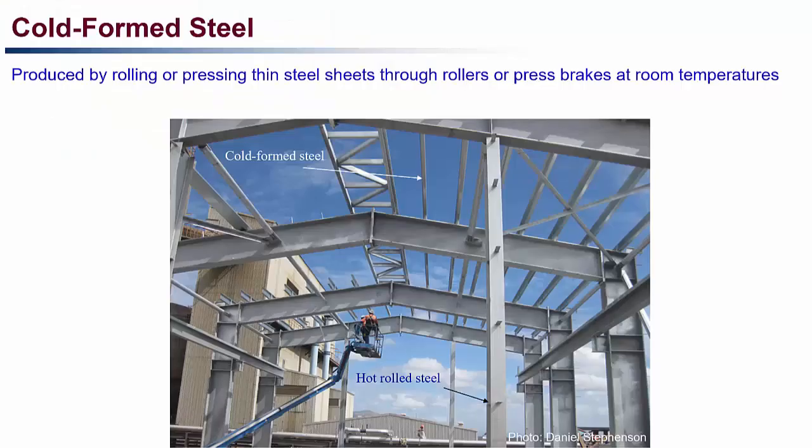Cold formed steel, on the other hand, is produced by rolling or pressing thin sheets of steel through rollers or press brakes at room temperature to produce lightweight steel sections. Cold formed steel sections are usually used for lightweight and short span structures, which require better durability and dimension precision. Precise dimension sections can be achieved in cold formed sections compared to the hot roll process. In the hot roll process, the members tend to shrink after cooling. So better precision can be achieved through the cold form process.